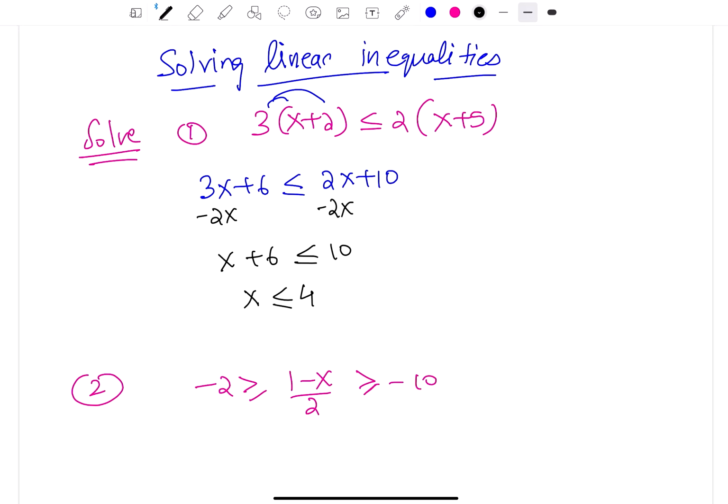So we can write our solution in interval notation and we can also graph it. This is where 4 is. All the values that will satisfy this inequality are to the left of 4. We can draw an arrow in the direction of the left-hand side. To write our solution in interval notation, we can say our solutions are from negative infinity to 4.